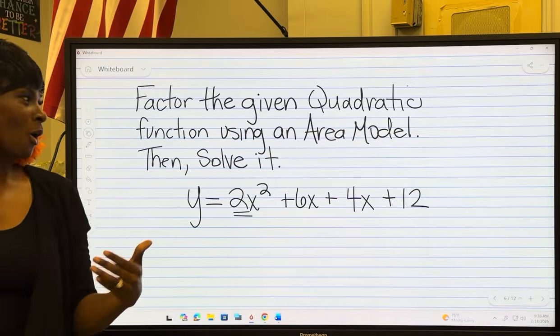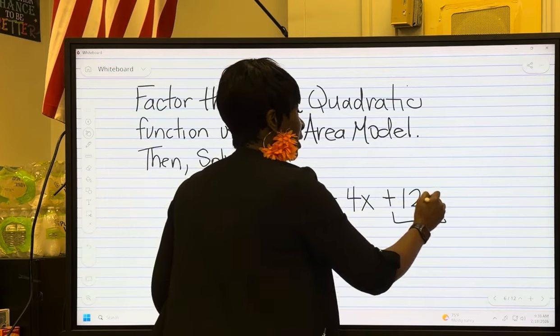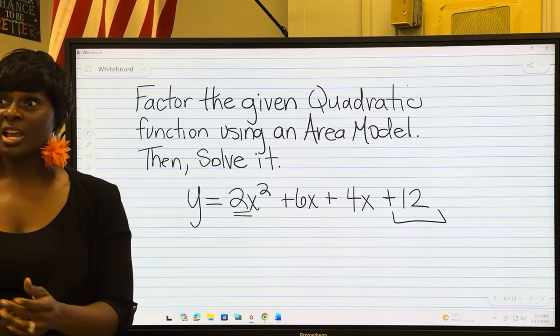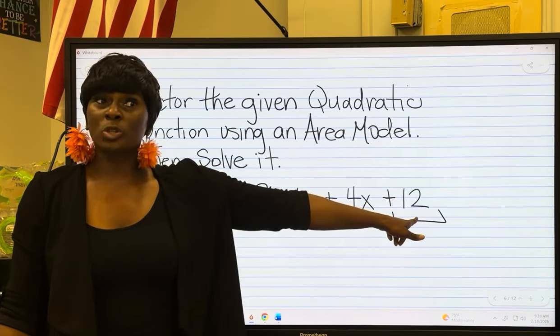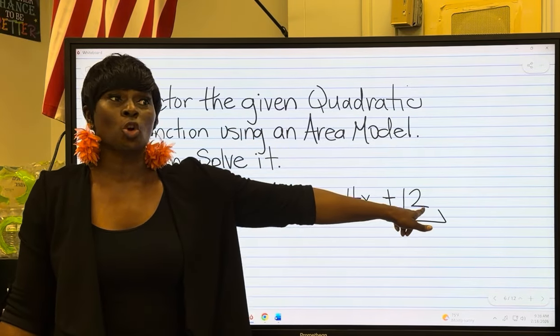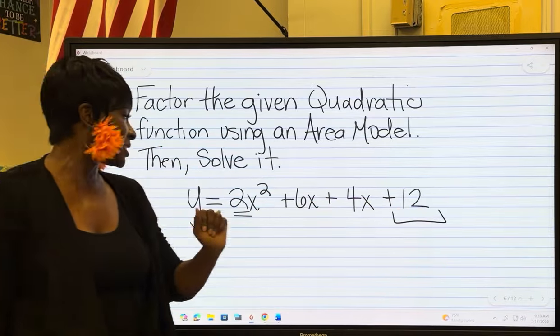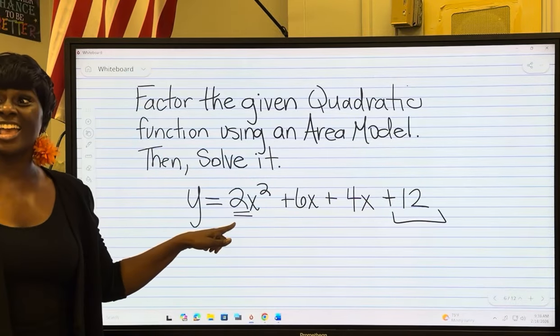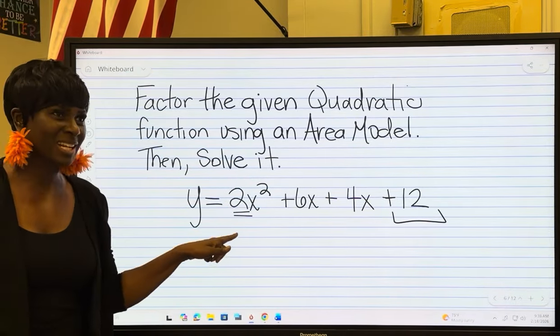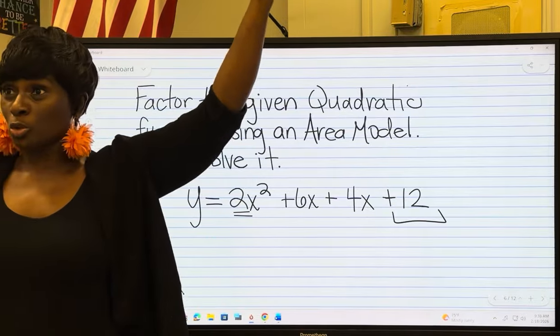So what do I know? I know that I have a C. Come on, we've got to remember those key features. This is my C, which means this is where my graph is going to cross the y-axis. And then this, my A, is 2. It's positive, which means my parabola is going to U up.